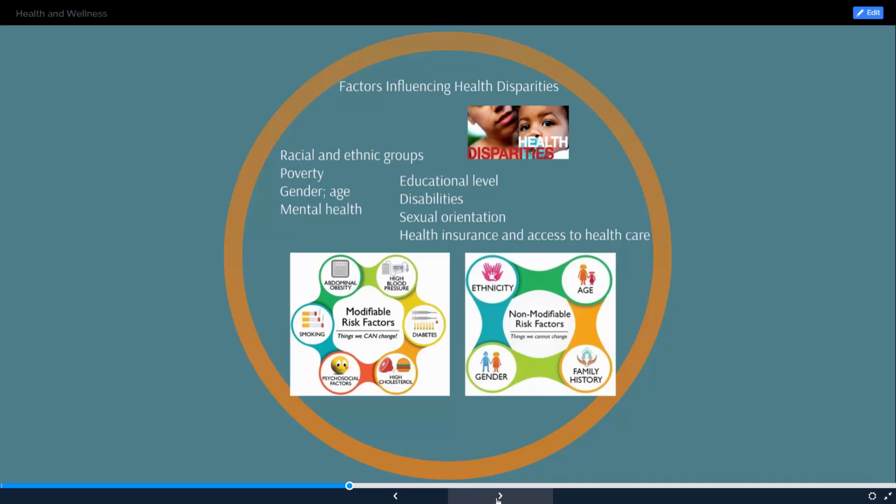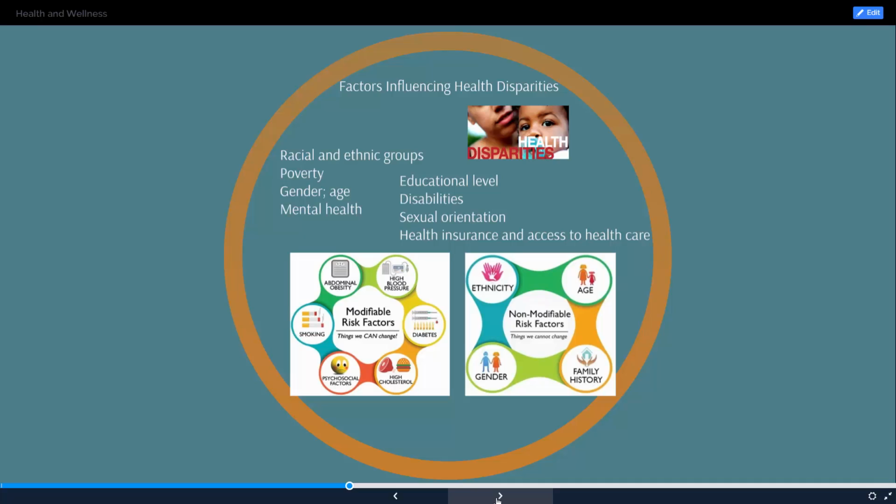Okay, so one group might have more health disparities than another, and it's related to a lot of things. It's related to both modifiable and non-modifiable factors, such as racial and ethnic group, poverty, gender or age, mental health, educational level, disability, sexual orientation, or health insurance and access to health care. So if somebody lives in poverty, or they're part of a specific ethnic group, maybe they don't get the health benefits that others get.